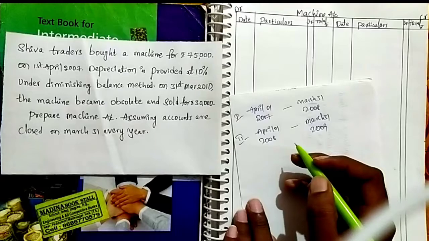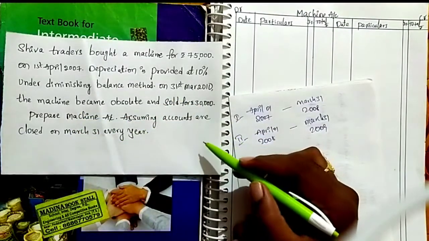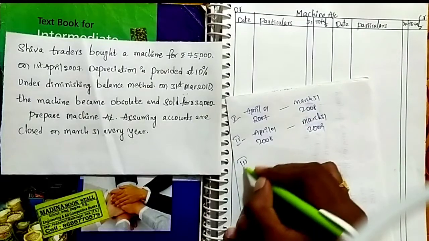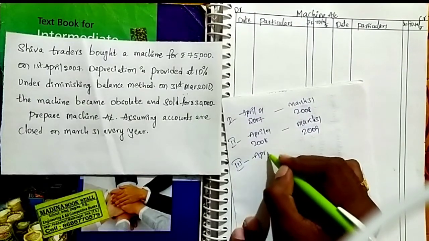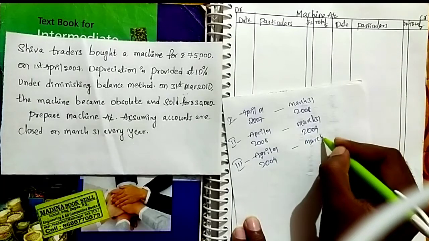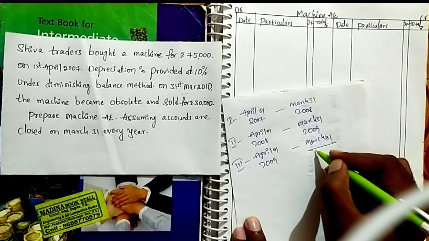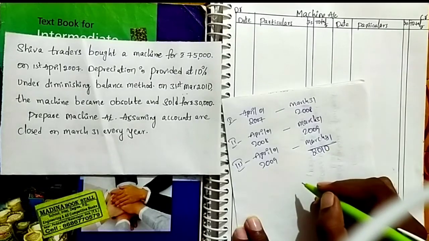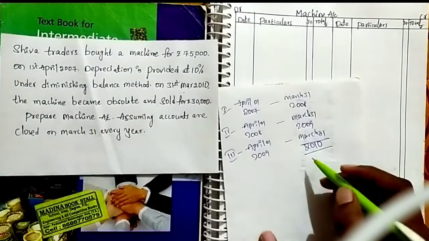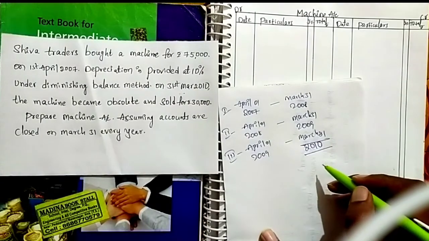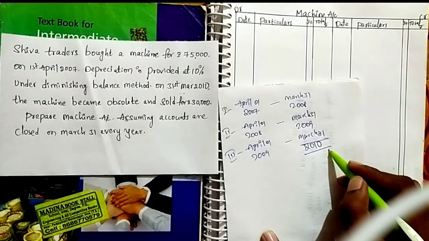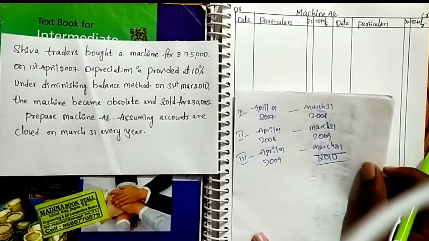When Shiva Traders sold that machine, see this, 31st March 2010. The third year starts from April 1st 2009 to March 31st 2010. This date, 31st March 2010, means the end of the third year. At the end of the third year Shiva Traders sold that machine. So we have to prepare the machine account.